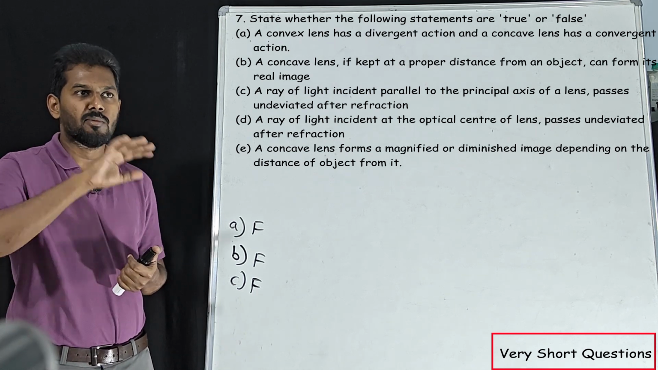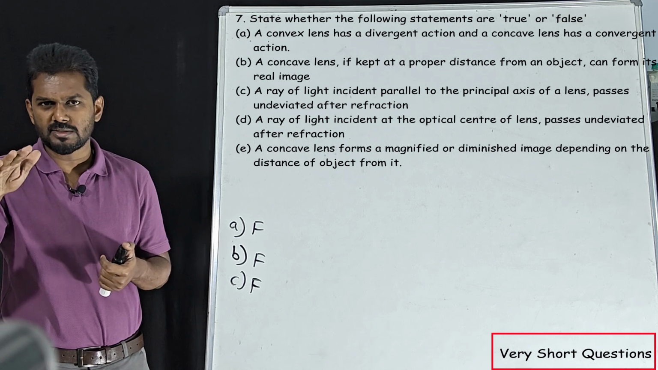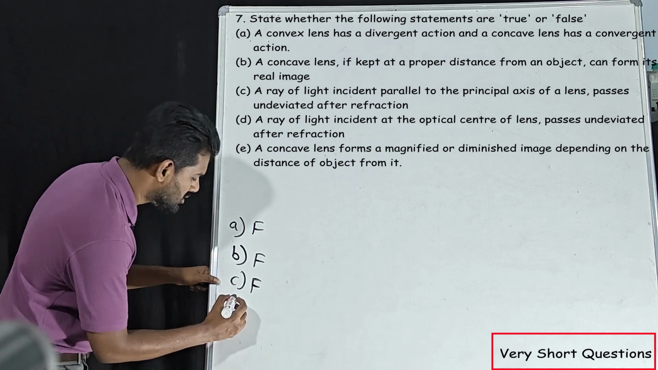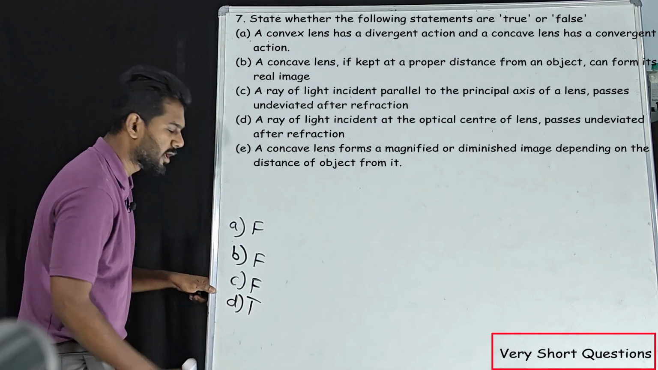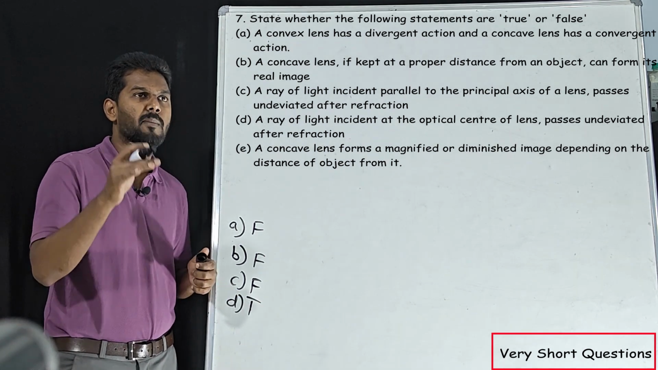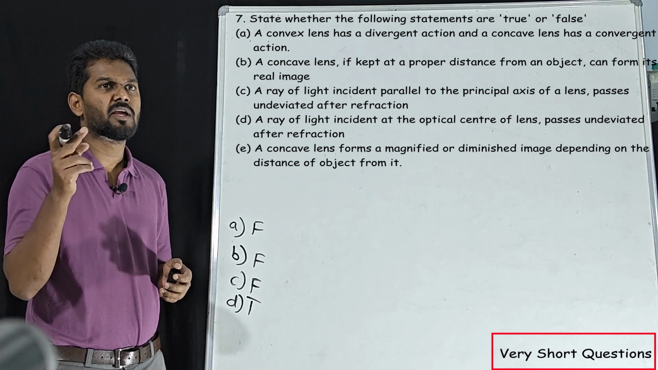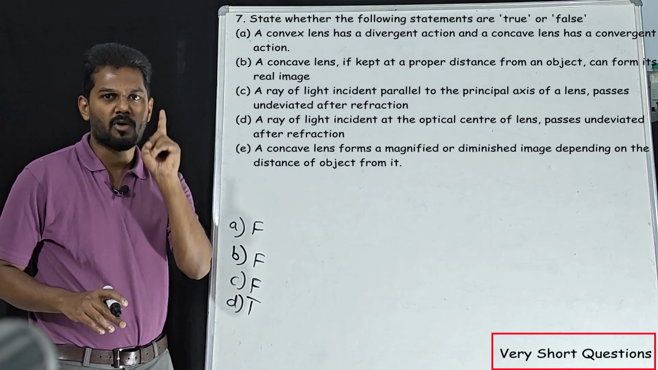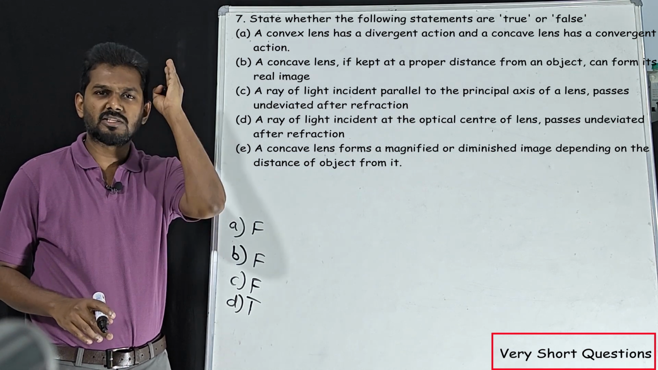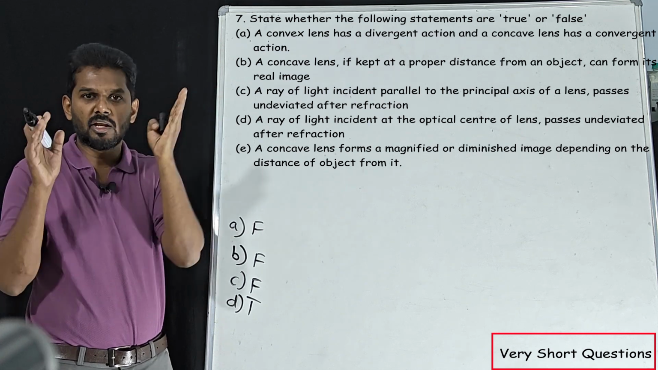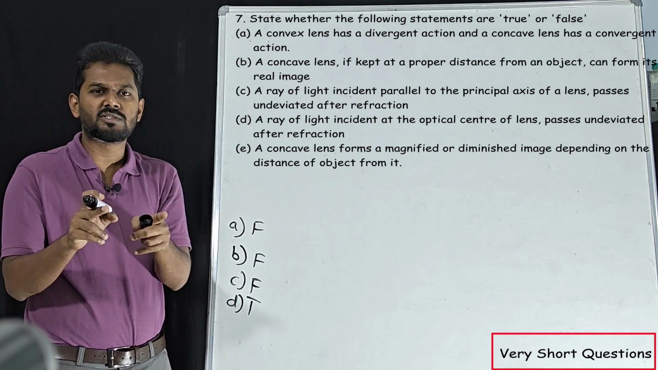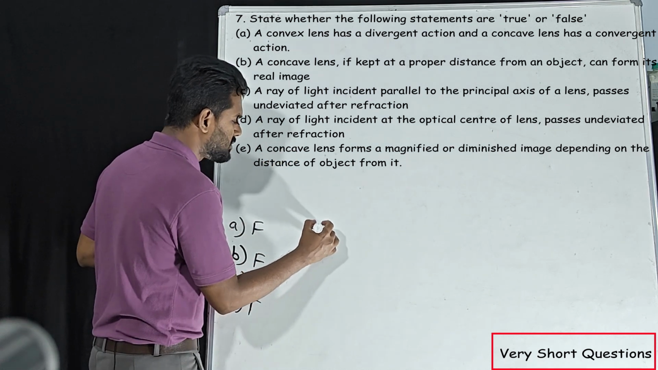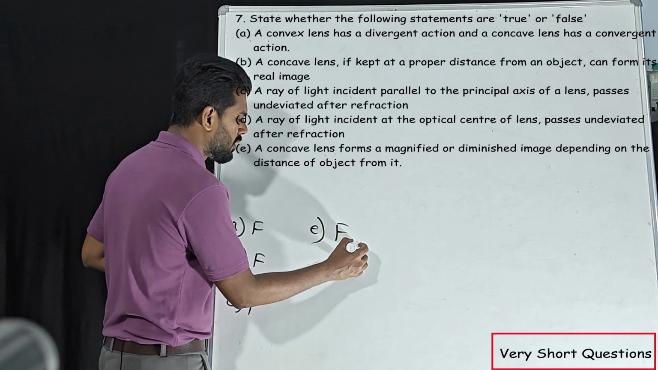Just now we have learnt that in any lens, if a ray is passing through the optic center without deviation, it passes straight. That is nothing but undeviated. So D is true. Sub-question E: a concave lens forms a magnified or diminished image depending on the distance of an object from it. We know in concave, virtual images are formed always. In a concave lens all the time it is virtual and all the time it is diminished. Keep this in mind. So sub-question E is also false.